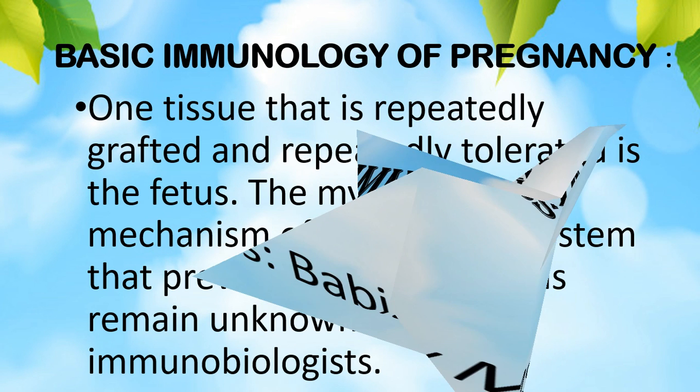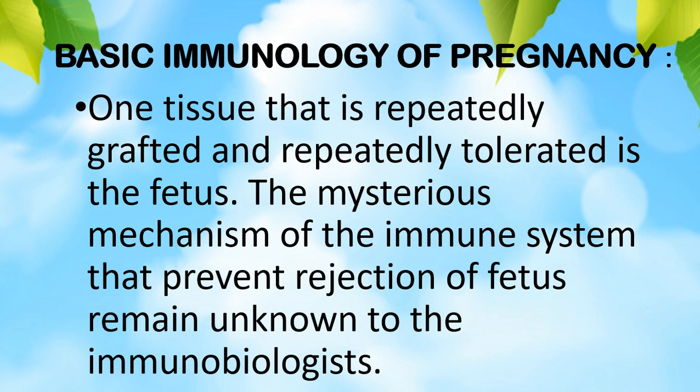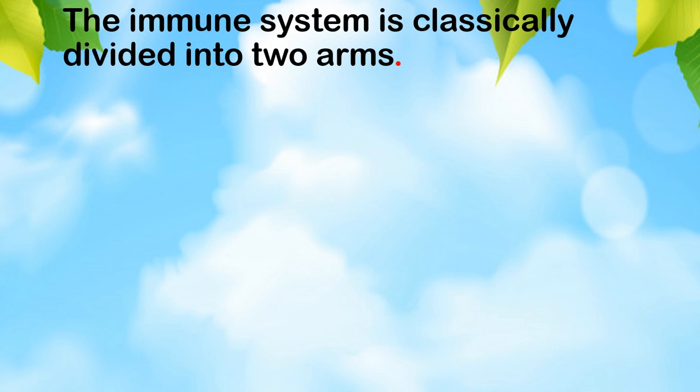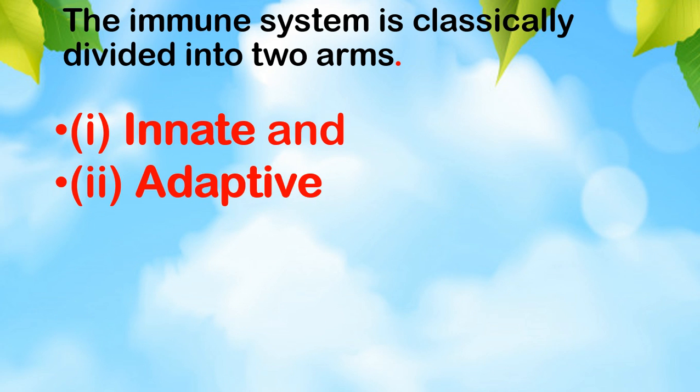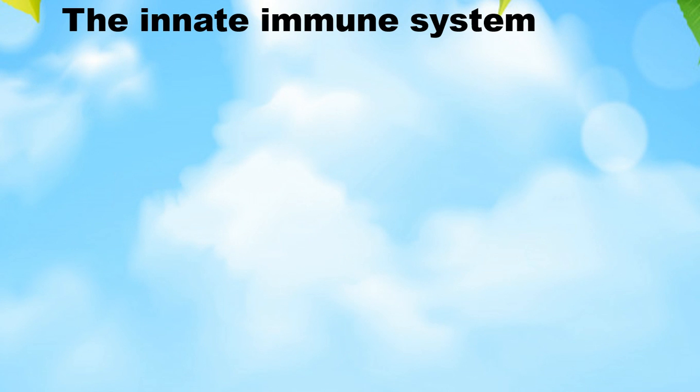So we can see the basic immunology of pregnancy. One tissue that is repeatedly grafted and repeatedly tolerated is the fetus. The mechanisms of the immune system that prevent rejection of the fetus remain unknown to immunobiologists. We can see the immune system is classified into two arms. First is innate immunity and second is adaptive immunity. Each one we can see in detail.